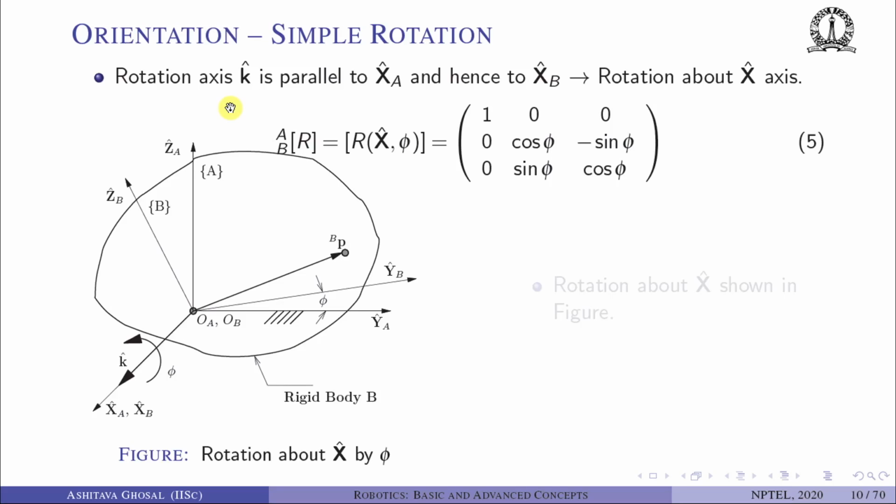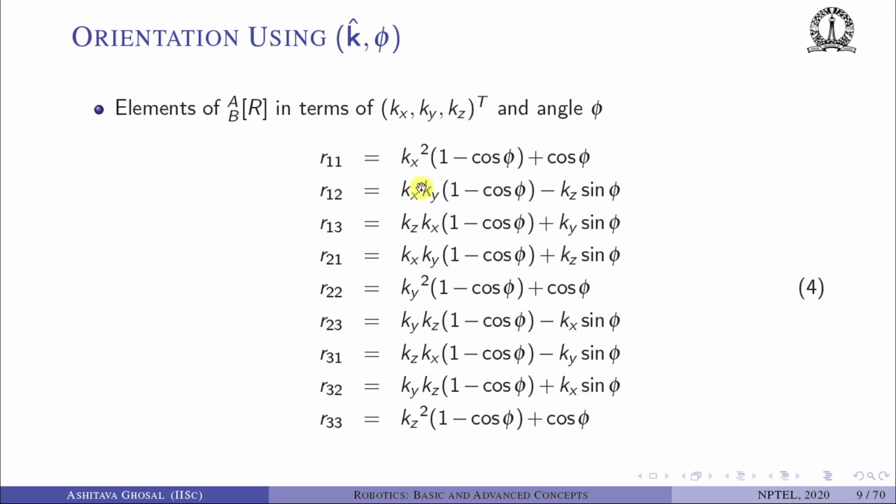There is also a very useful extension or use of k and phi. Let's consider a rigid body B, and the rotation axis k is parallel to the XA axis. So both XA and XB are at the same place. So that is the fixed axis. Now if I rotate about this XA or XB axis by phi, I can find the rotation matrix by substituting in this previous expression: kx is 1, ky is 0, and kz is 0, and the rotation angle is phi.